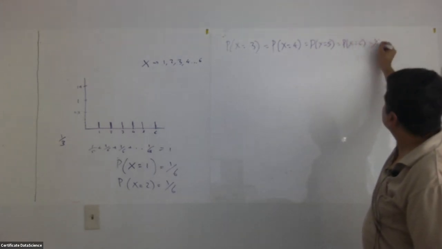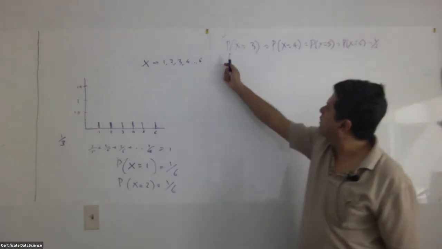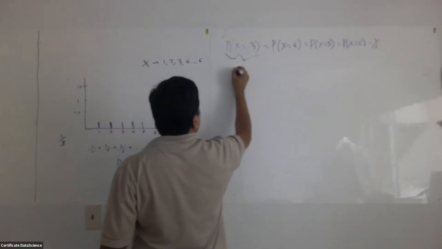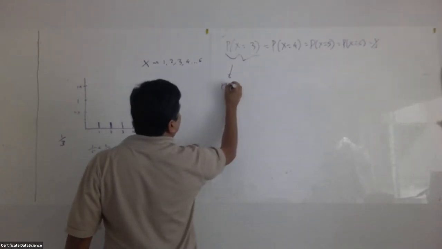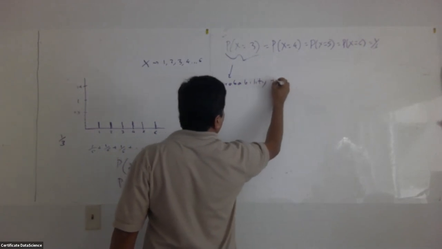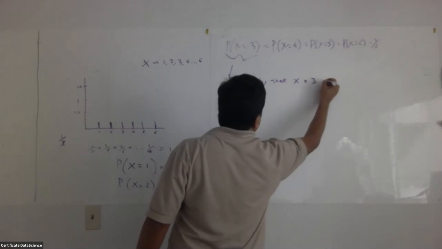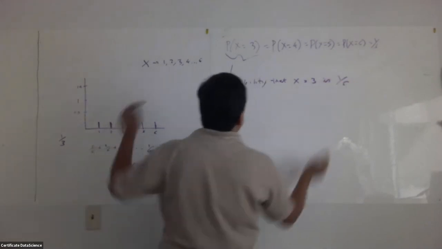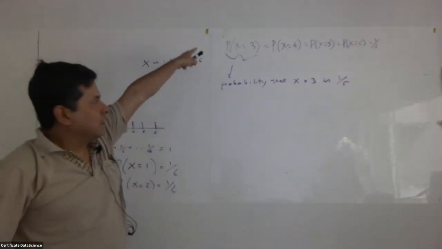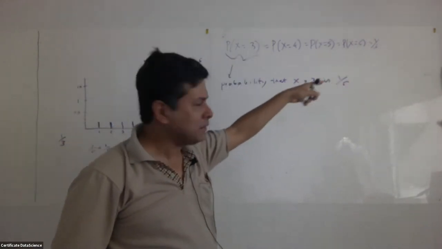These are all 1/6. So the way you read this is this. Probability that X is equal to 3 is 1/6. That's the result.